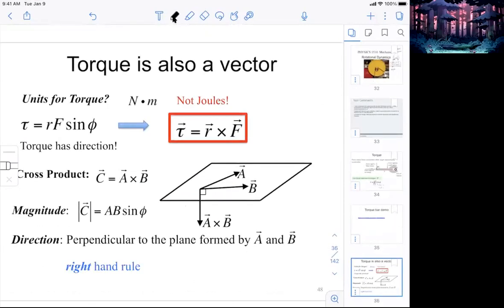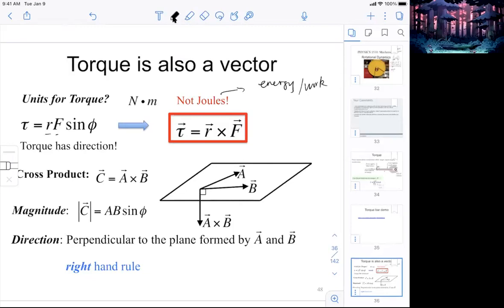But also we realize that torque is a vector, so we need to be able to take the signs into account. If you take a look at the units for torque, you probably have already noticed it's Newton times meter, right? But we say it's not joules, because joules represent energy. It also represents work. Both of those quantities are scalars, but torque is a vector. So we're going to keep the units for torque as Newton times meter. We're not going to write joules, okay?